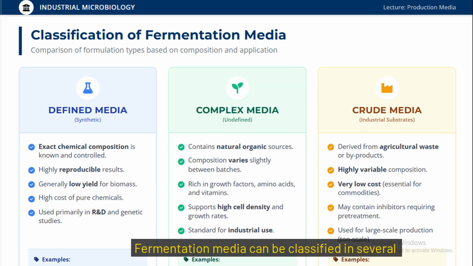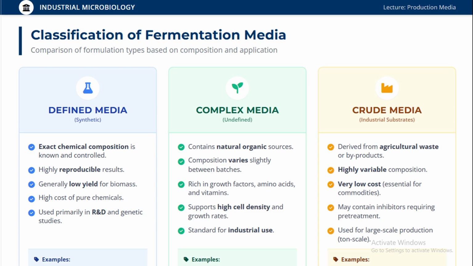Fermentation media can be classified in several ways. On the basis of composition, media may be defined, semi-defined, or complex. Defined media contain known quantities of pure chemicals, while complex media contain ingredients such as yeast extract, peptone, molasses, or corn steep liquor whose exact composition is not fully known.